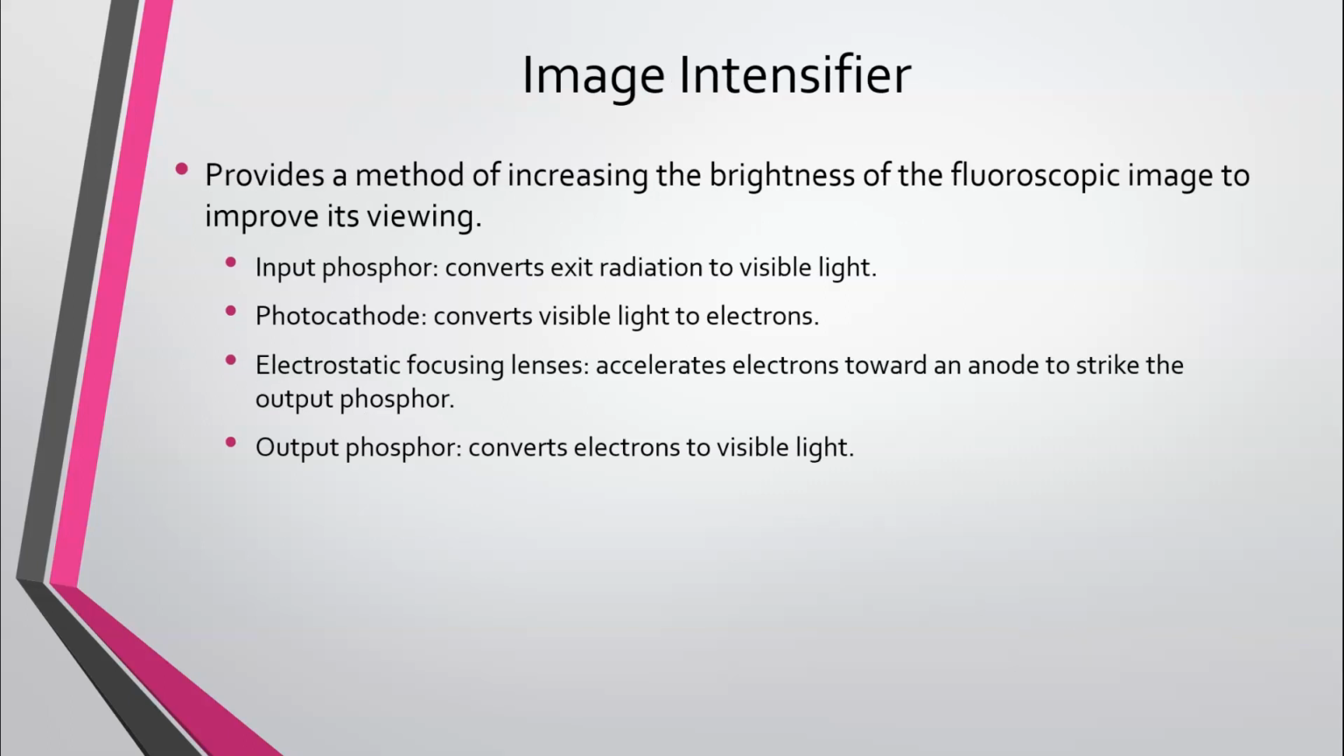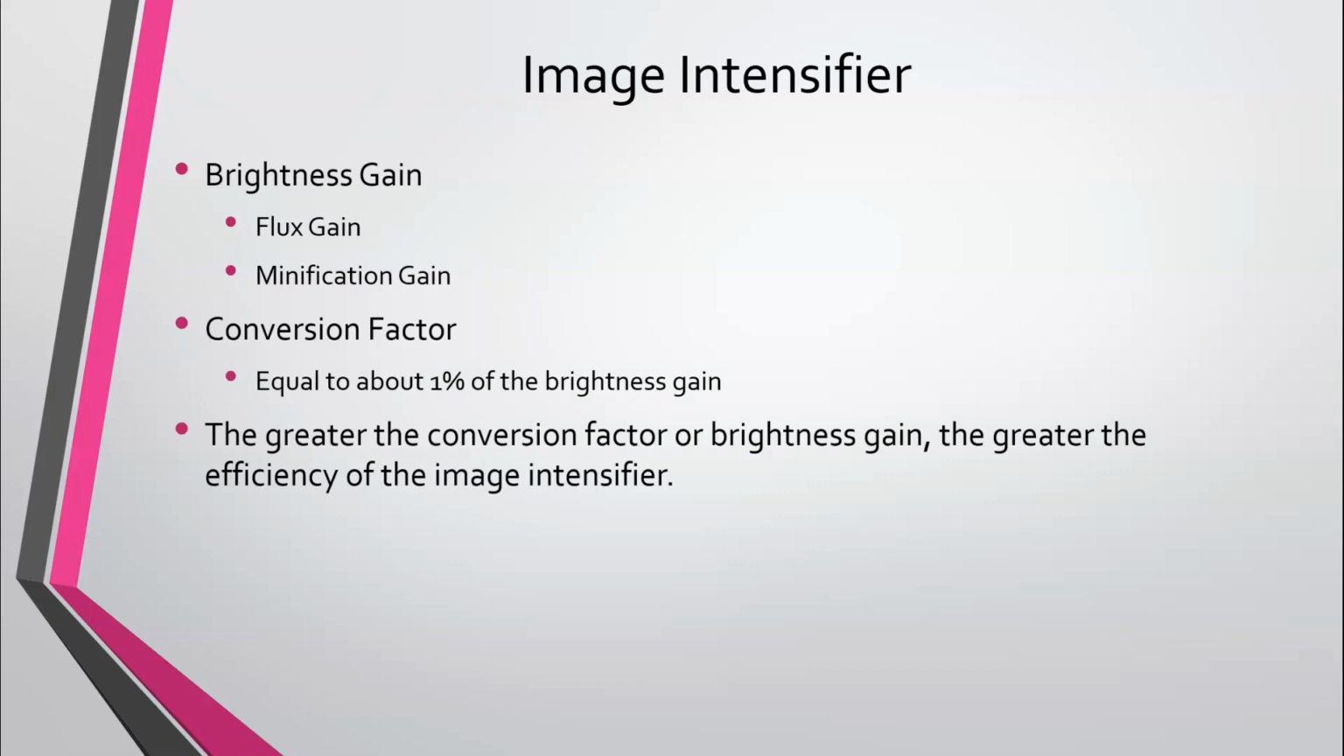The image intensifier provides a method of increasing the brightness of the fluoroscopic image to improve its viewing. The input phosphor converts exit radiation to visible light. The photocathode converts visible light to electrons. Electrostatic lenses accelerate the electrons towards an anode to strike the output phosphor. The output phosphor converts the electrons to visible light.